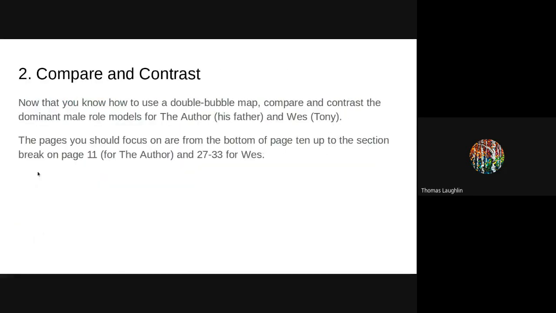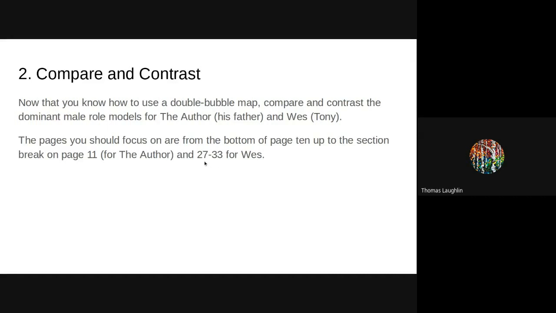Notice on page 11 it goes to the section break. So when you're reading and you see the paragraph stop and then there's a big break between that one and the next one, that's called a section break. Okay, it's not a new chapter, it's a new section. We're reading pages 27 and 33 for Wes.